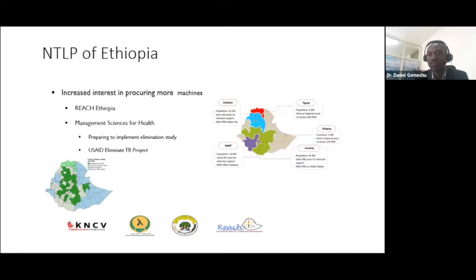So this is the scope of areas we are working in, and the increased interest within the country to use the advanced technology, which is AI mounted. Next slide.